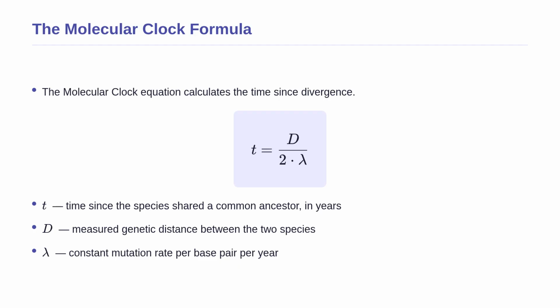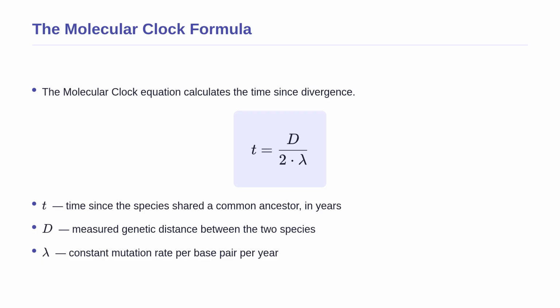This genetic concept gives us the molecular clock formula. Conceptually, this equation takes the total genetic difference between two species and divides it by the rate at which those differences appear. Here, the variable t represents the time in years since the two species shared a common ancestor. The variable d is the measured genetic distance, representing how much their DNA differs.